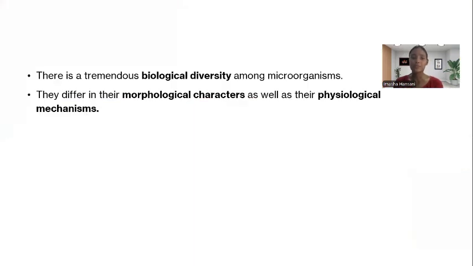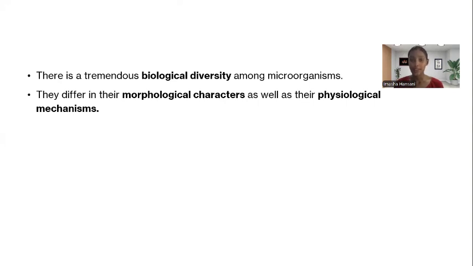And moving on, there is a tremendous biological diversity among microorganisms. I have bolded the term biological diversity. Biology is what? It's the subject of studying living organisms. Microorganisms are also living organisms, like humans, animals, and plants. So the study of these living organisms is biology. So, diversity means every organism has its own properties, its own characteristics.